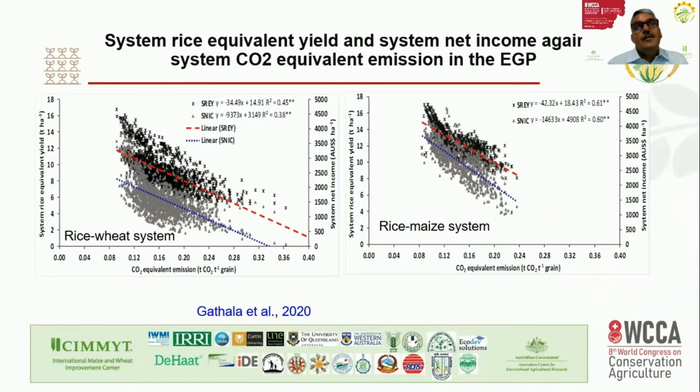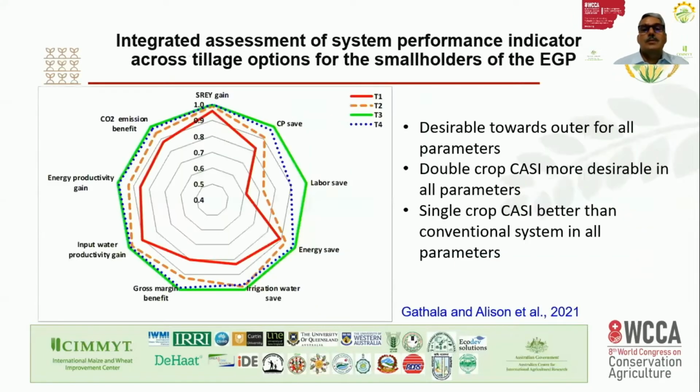In general, when we increase the level of management, we also increase the CO2 equivalent emissions and global warming potentials, with an increase of rice equivalent yield and gross margin. But by practicing CASI, we can achieve higher system equivalent grain yield and system net income with low CO2 equivalent emissions in both rice-wheat and rice-maize systems.